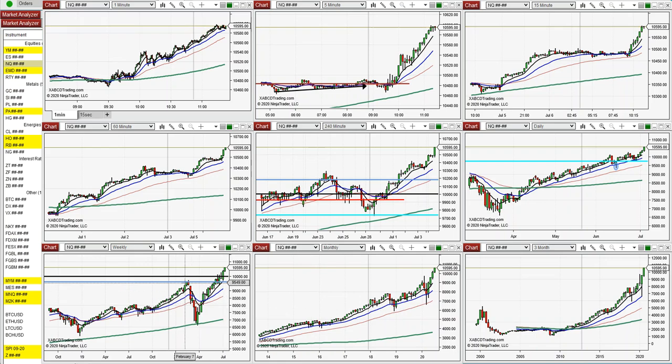Price was able to make a new high right here. With this new high, the psychologically important level of 10,000 is broken, definitely broken. So now we're breaking to new highs, and it looks pretty good.